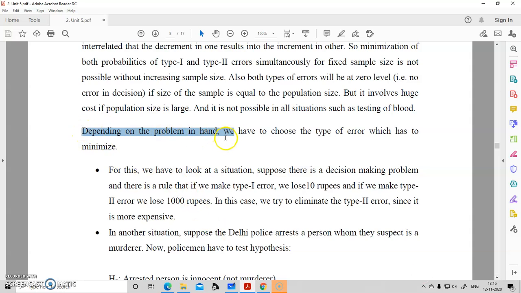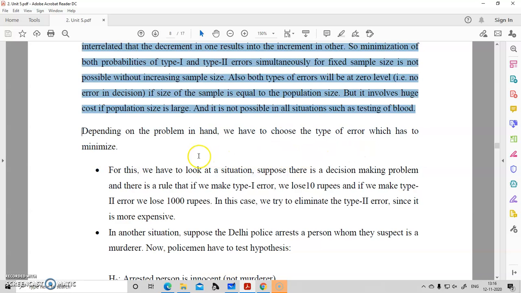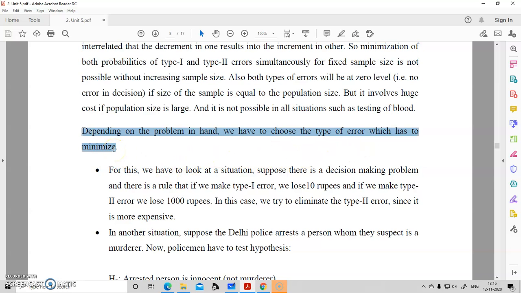So depending on the problem in hand, we have to choose a type of error which has to be minimized. We have to see what problem we are having. So according to the problem, which error we have to minimize, we have to take the decision. For this, we'll see one example.